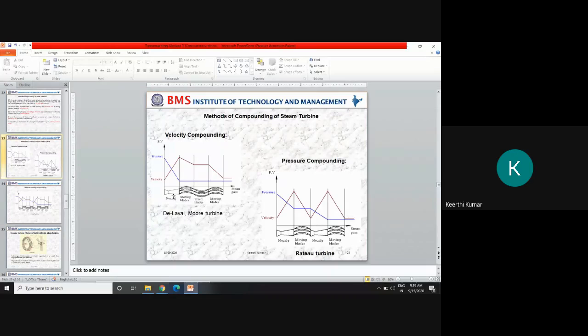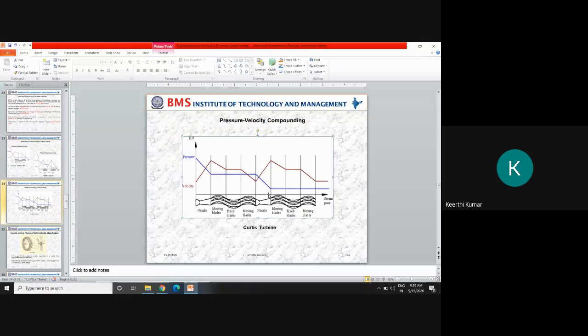And here what is present? Nozzle, moving blade, fixed blade, again moving blade. Here the velocity is reduced. In this, nozzle and moving blade, pressure is reduced. The name of the velocity compounding turbine is De Laval and Moray turbine. The name of the pressure compounding turbine is the Rateau turbine. And the name of the pressure velocity compounding is the Curtis turbine.